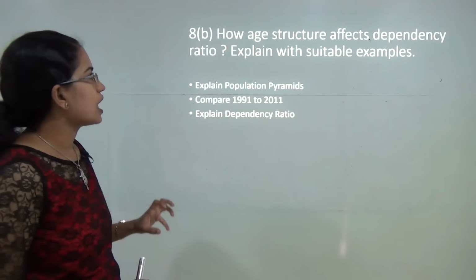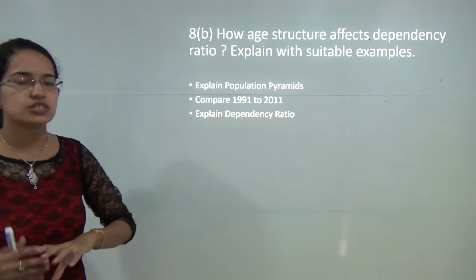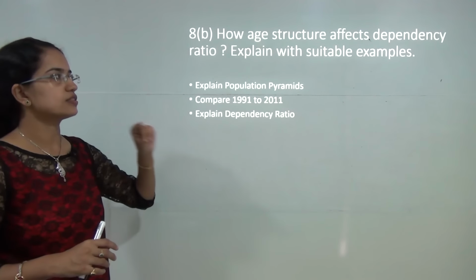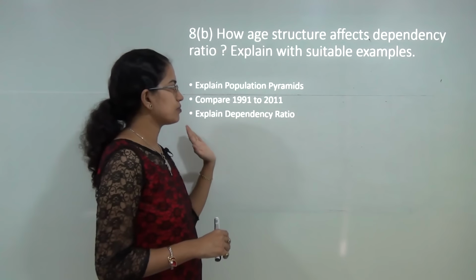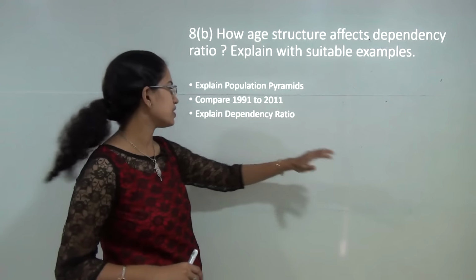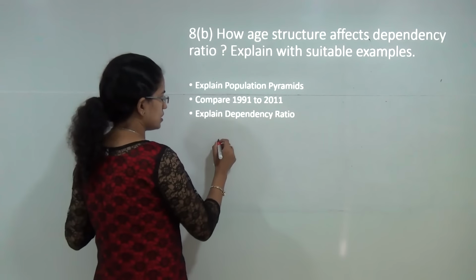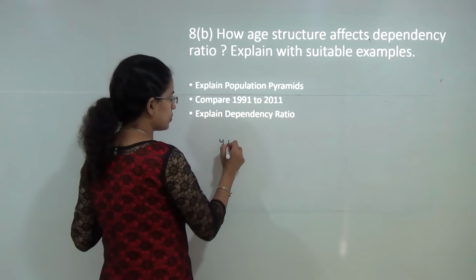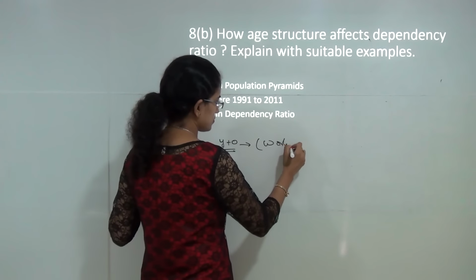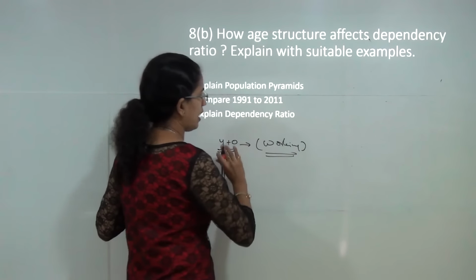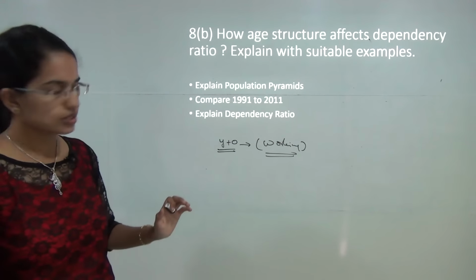The next question is: how age structure affects dependency ratio, explain with suitable example. Now this question asks about three things. You have to start with explaining the population pyramids, compare the data from 1991 to 2011, and then explain the dependency ratio, that is how the young and the old population are dependent on the working population. So you have to explain the dependency ratio and the population pyramids to work around this question.